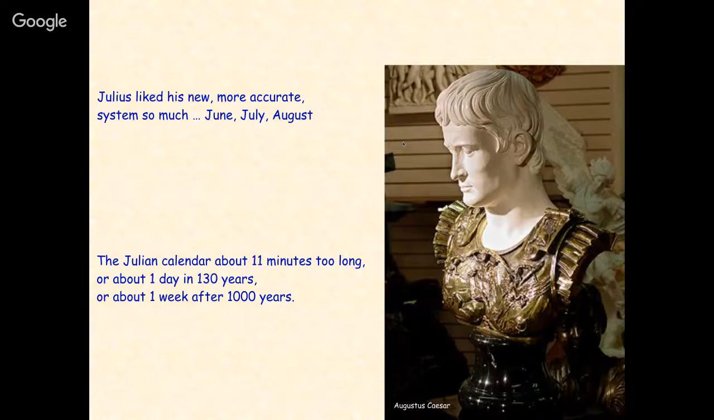Power loves money and money loves power. And in Julius's time, the primary wealthy people at the time were the Juno family. And Julius decided to honor his benefactors by giving them the name of a month as well. And this is where we get the name June from the Juno family. So June and July, Juno family and Julius Caesar, are where those come from.